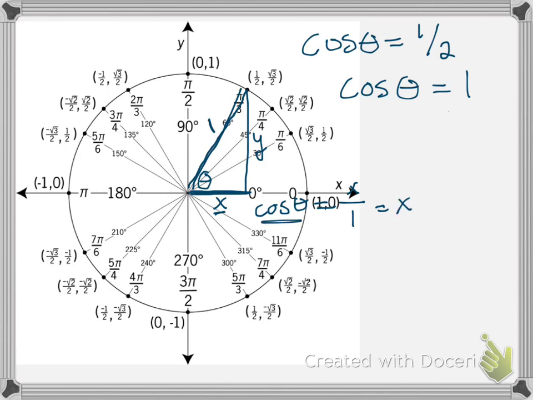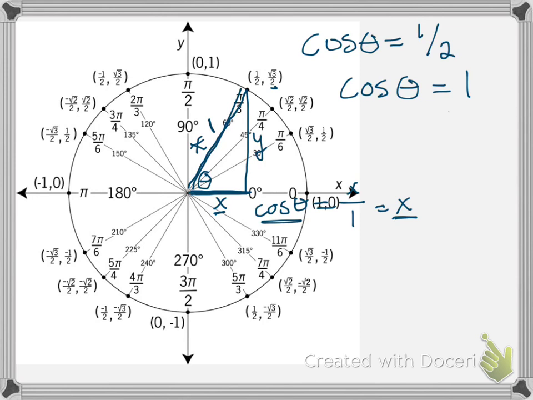So I know that cosine theta has to be x. That's our x term, which means that sine has to be the y term. An easy way to remember which one comes first is that c for cosine comes in the alphabet before sine. So you know that the x coordinate has to be cosine, and this is kind of how you would go about showing that.